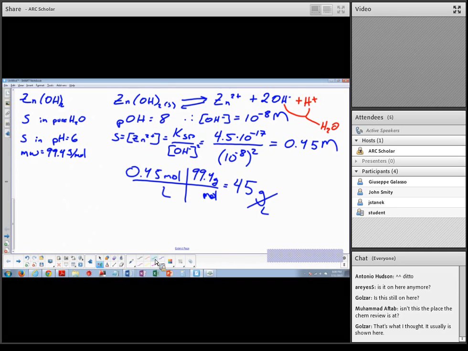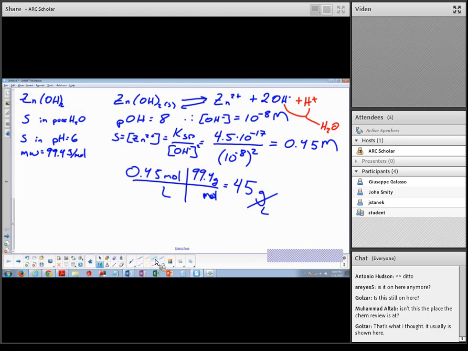Why here did you say S equals concentration of zinc equals KSP over OH minus squared? It was just rearranging, right? Because KSP is zinc times OH minus squared. So I just rearranged to solve just for the zinc.